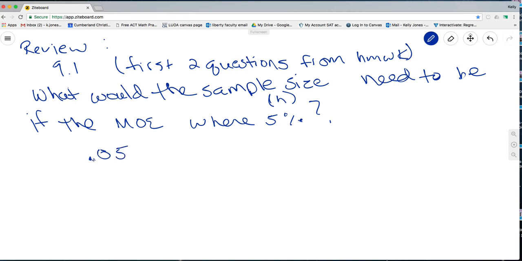So if it was 5%, we put 5%. If it's 1%, I put 1%. And then we put the confidence level. So if I said, what would the sample size need to be if the margin of error were 5%, I got to add a little bit more for, say, maybe 95% confidence. Remember that 95% confidence is equal to 1.96.